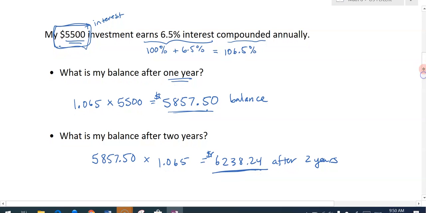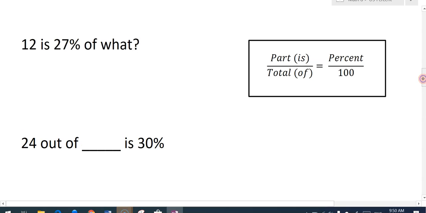All right? So the next thing I want to talk about is, don't forget, if you ever forget what to do and how to find something, we can always go to this proportional situation where your percent, something like 27%, your percent always goes over 100. So 27% I would write as 27 over 100. That is my percent part. I know the percent, so I can fill in that entire fraction. Then I have to fill in the part and the total.